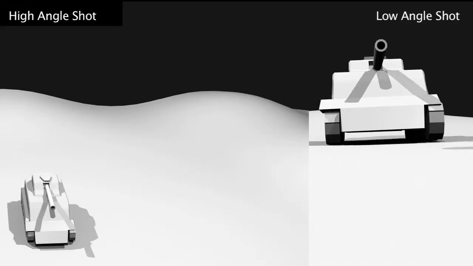In this video, we will look at the different types of camera angles and shots that are used within cinematography. To begin, we will look at the high and low angle shots.